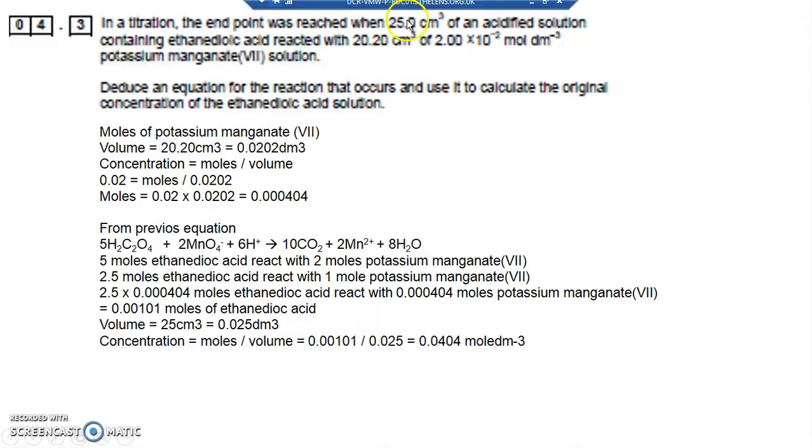Now I've got 25 cm³ of it, or 0.025 dm³. Concentration is moles divided by volume. Moles is 0.00101 divided by the volume, 0.025, which equals 0.0404 moles per dm³. I have now worked out the concentration of ethanedioic acid as asked for in the question.